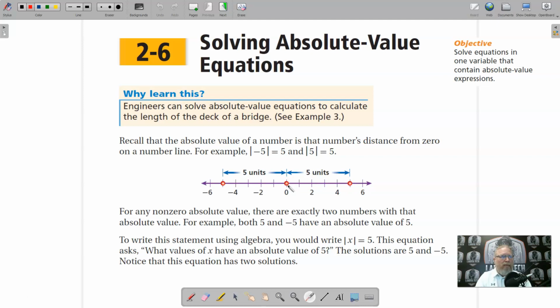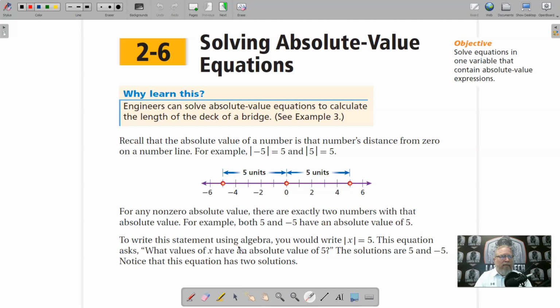So for any non-zero absolute value, there are exactly two numbers with that absolute value. For example, both 5 and -5 have an absolute value of +5.